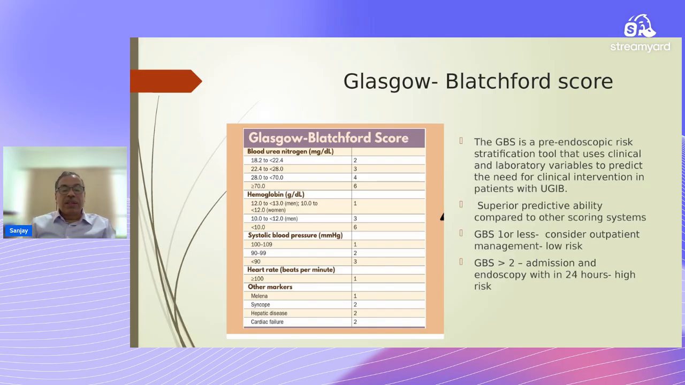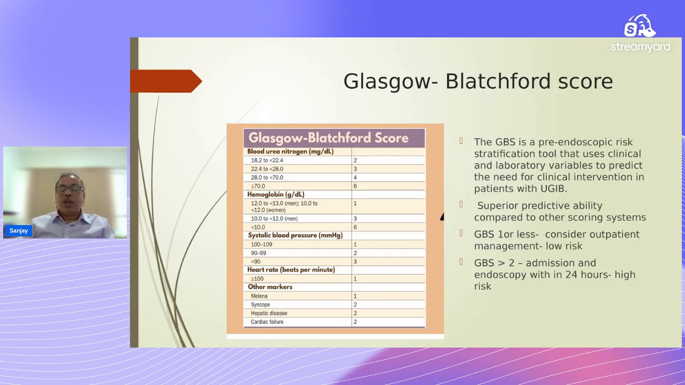Clinical parameters are blood pressure, systolic, heart rate, and other markers. Blood pressure, if it is between 100 and 109 millimeters systolic, the score is 1. If it is less than 90 millimeters, the score is 3. If there's a tachycardia more than 100 beats per minute, the score is 1. Other markers are presence of melena, history of syncope, presence of any hepatic disease or cardiac failure, given the scores accordingly.